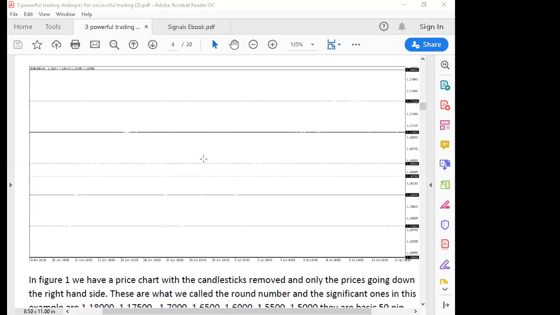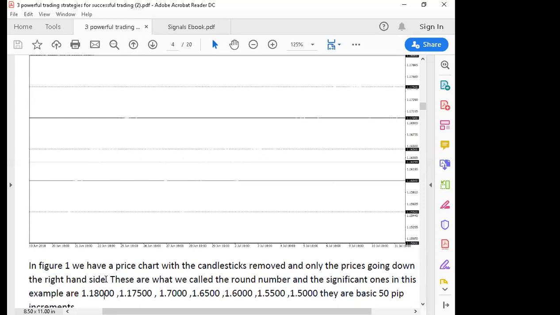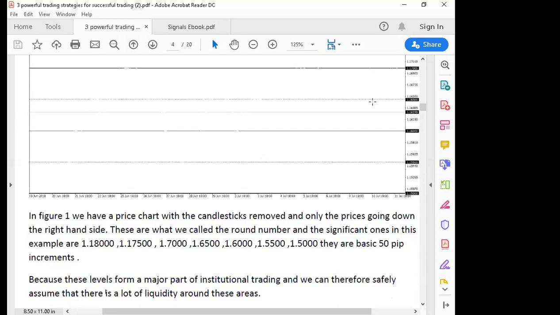These are significant in the short term, and they can be very significant also in the long term. Now between these prices, there's an actual 50 pip increment. So from this point to 1.1650, obviously to 1.1600, it's 50 pips, and another 50 pip drop is to 1.1550, and another 50 pip drop is to 1.1500.